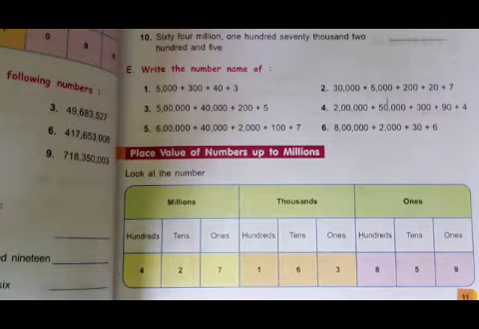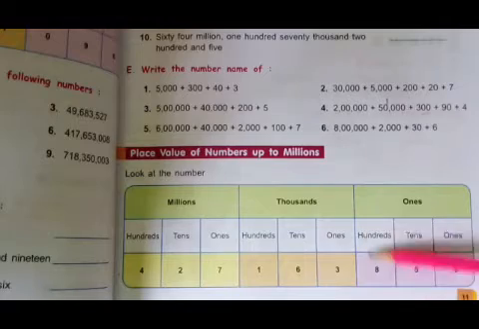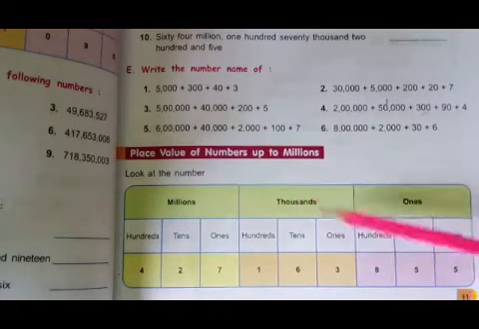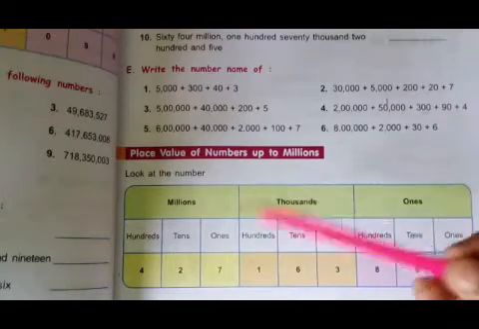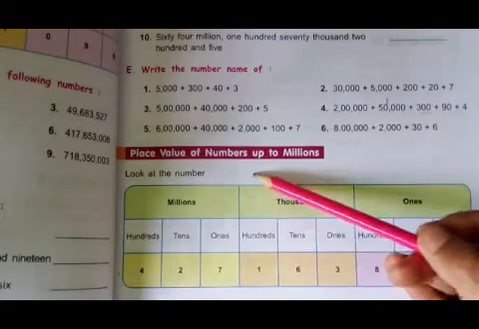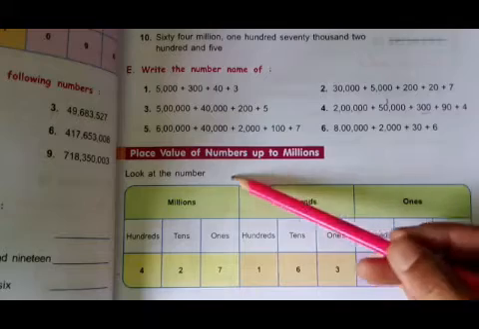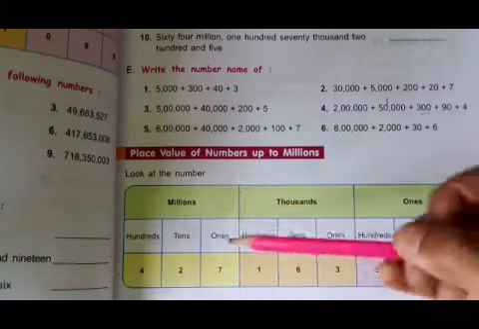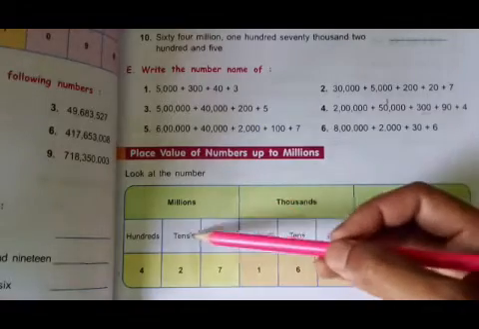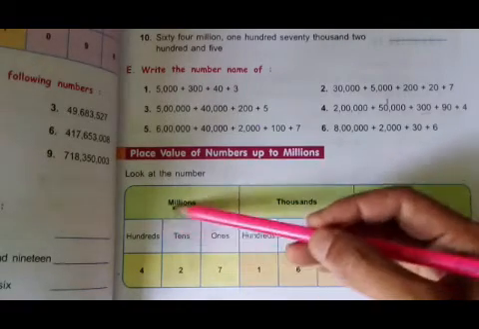Same sequence. Ones, tens, hundreds, then thousands, 10,000, 100,000. After that, what comes next? What comes after 1000? Million. Ones million, tens million, hundreds million.